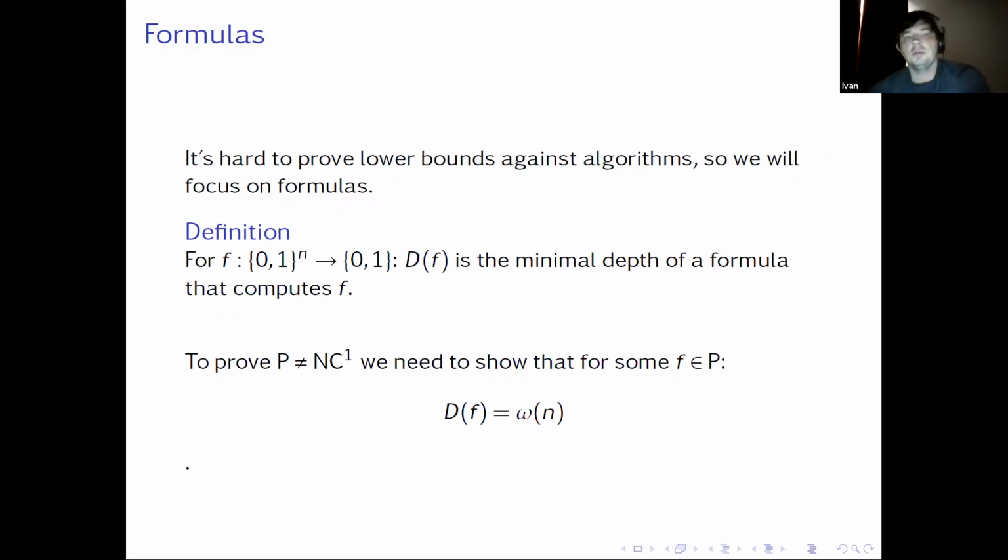So to prove that P is not equal to NC1, we need to find, oh, sorry, that's a typo. We need to find a function f such that its depth is, sorry, that should have been omega of log n. So we need a function that has super-logarithmic depth in the formula world, and because we can simulate any parallel algorithm with a formula of roughly the same depth, that would mean that this function is not computable by a parallel computer.